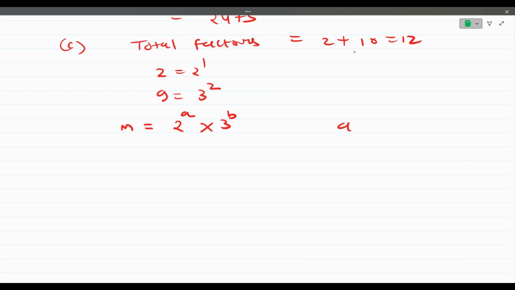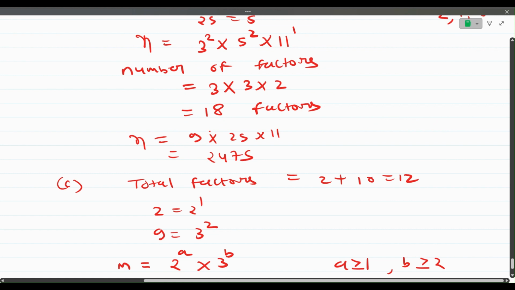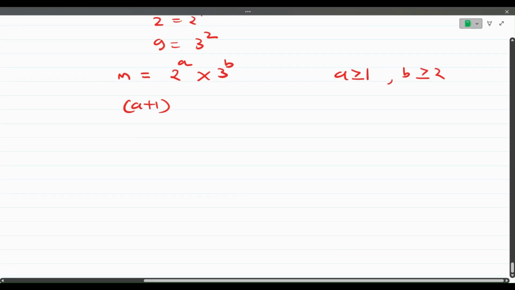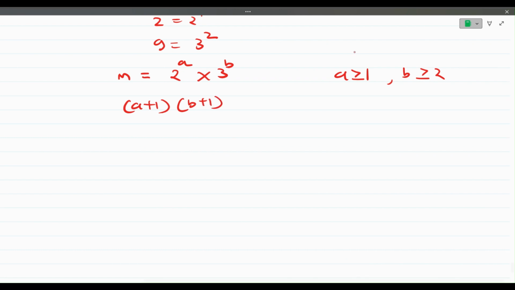So a obviously should be equal to or greater than 1, and b should be equal to or greater than 2, right? So if 2 to the power of a, it means how many choices the first factor has. So we can say a plus 1. Like when 3 to the power 2 was written, the number of choices we have is 3. So a plus 1. And similarly here we can write b plus 1, and the product of these two possibilities should be equal to 12.